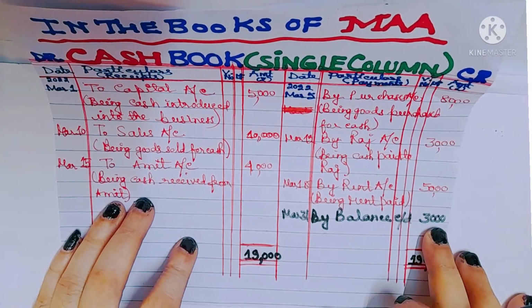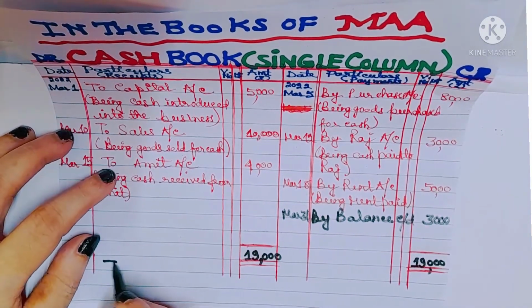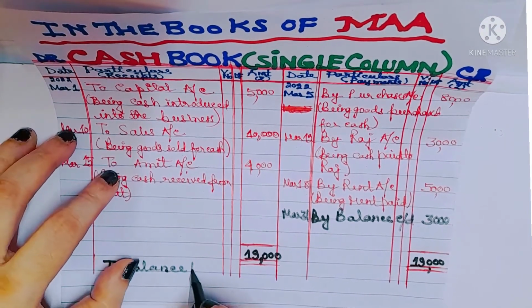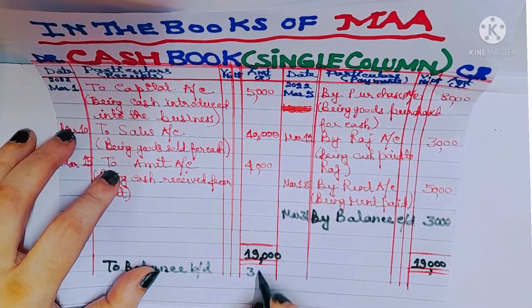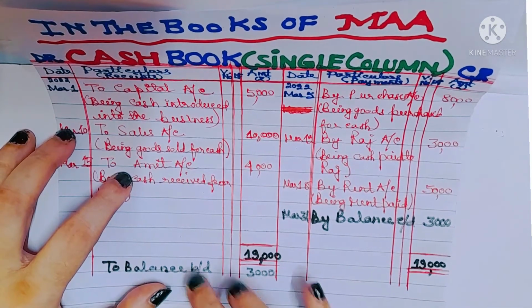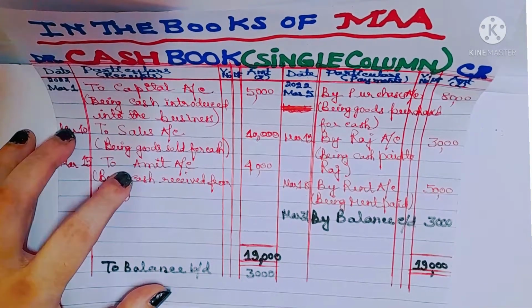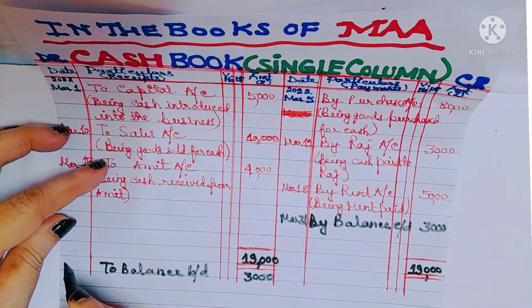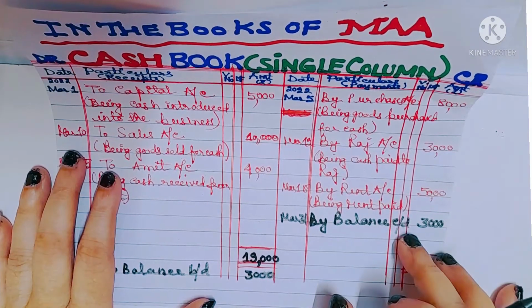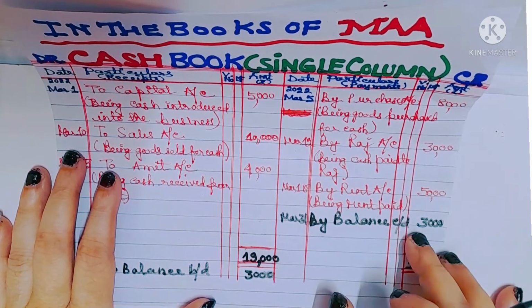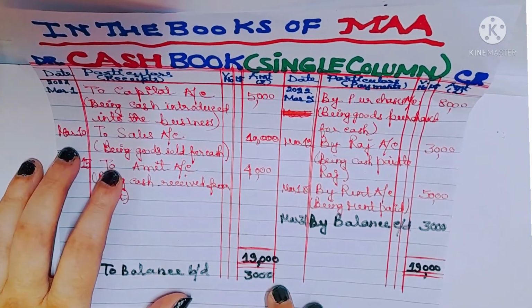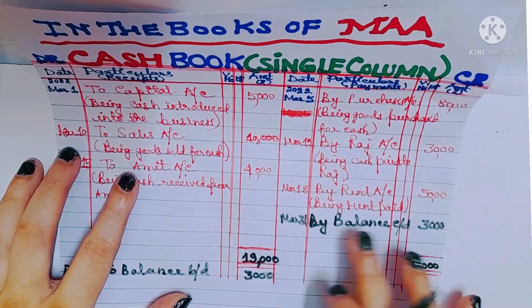And this by balance CD will be brought down beneath the debit total to balance BD 3,000. Why? Because this closing cash will become the opening cash. Okay? So what will be the date? 1st April. The next day. By balance CD means cash in hand or closing cash. This closing cash will become the opening cash. Okay? Because Ma has not shut down the business. She will continue the business.